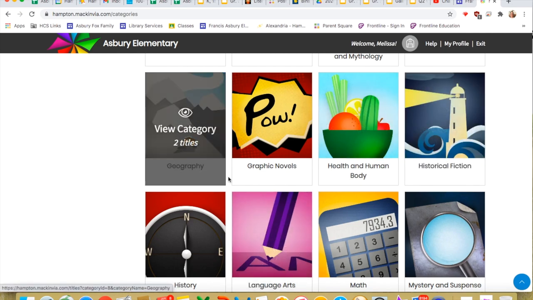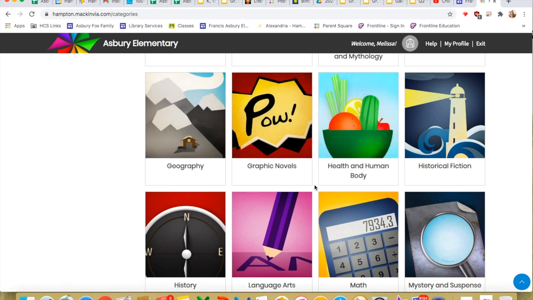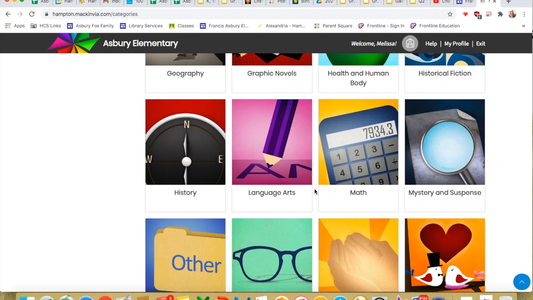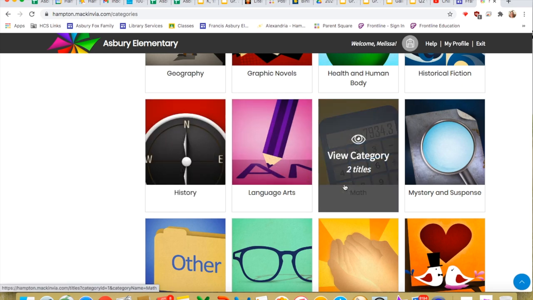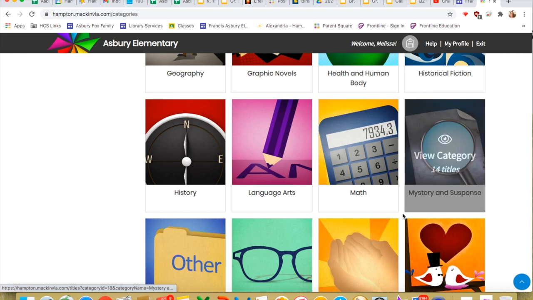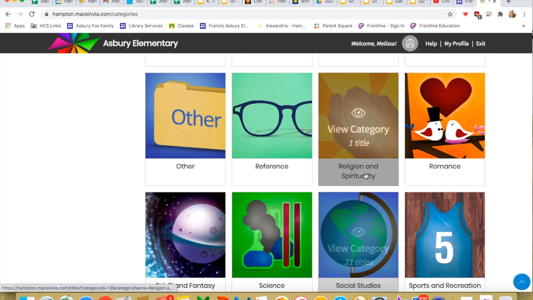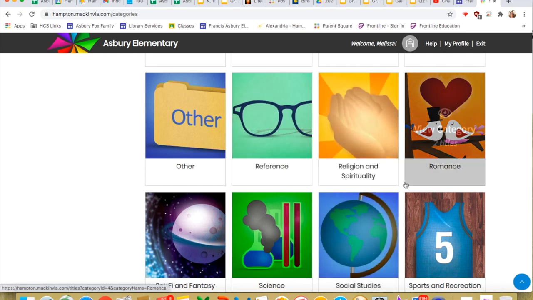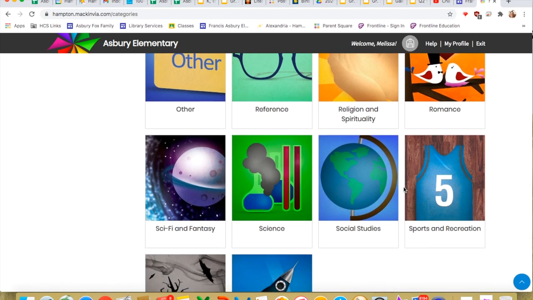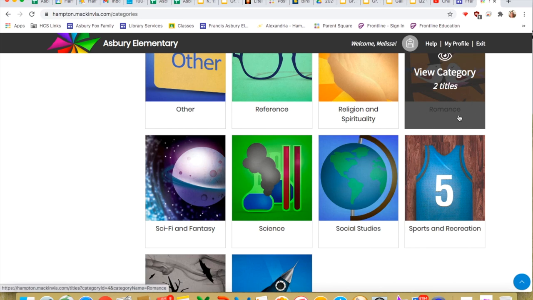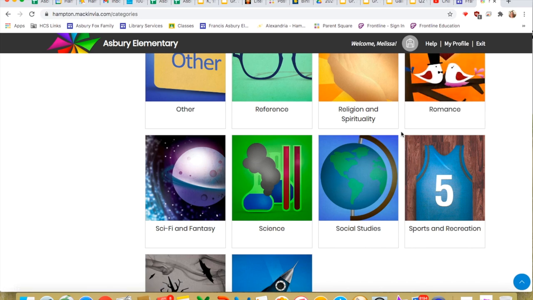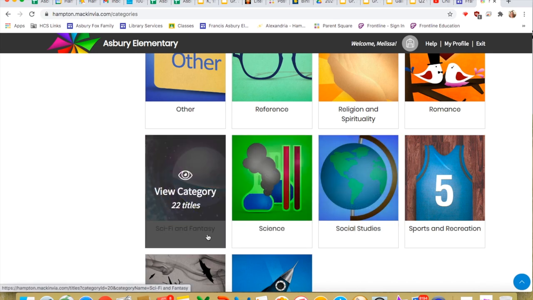There's also geography and the health and human body, which would also be nonfiction. We have history, which is nonfiction. Mystery and suspense. If you remember, mystery is one of our genres. Religion and reference, those would be nonfiction. We have romance, which would be fiction. And a lot of those you might find like realistic fiction and something like that. Ooh, here's sci-fi and fantasy. So you're going to find science fiction and fantasy in this category.